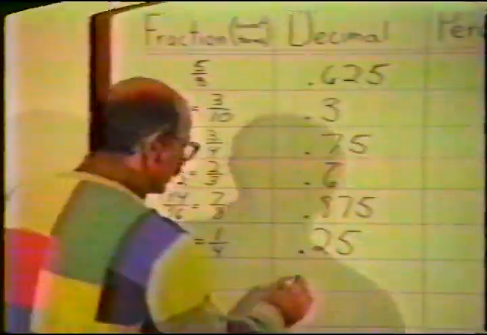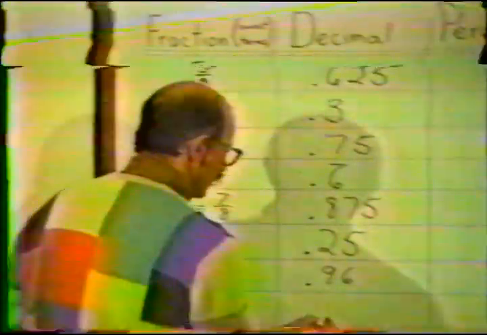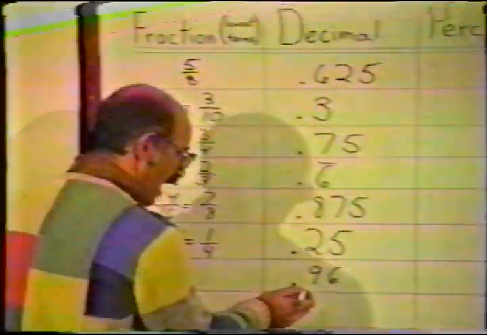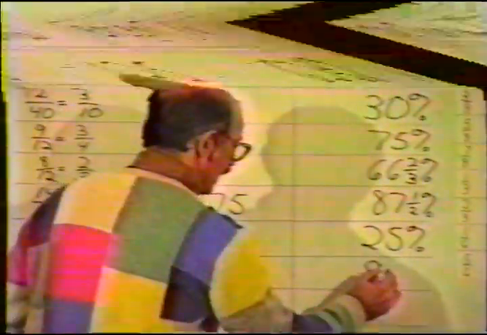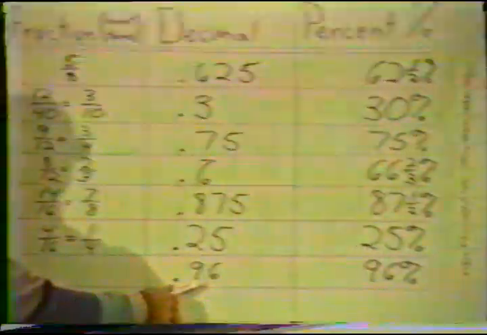The next one is the decimal 0.96. We can change it to a percent by moving the decimal point how many places to the right? 2. And we get 96%. Read me that number.